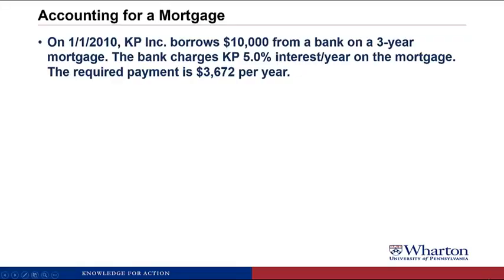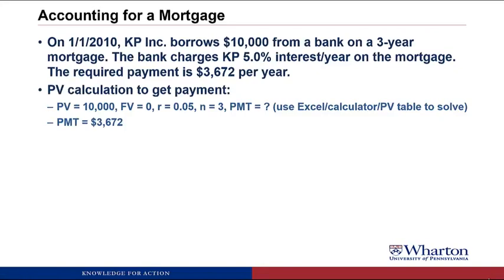So here's where we get the payment number. It's a present value calculation, and specifically it's a present value of an annuity, but in this case we actually know the present value. What's missing is the payment, because we know the present value is $10,000. That's how much we're getting now. There's no future value. There's no money that's going to change hands at the end.